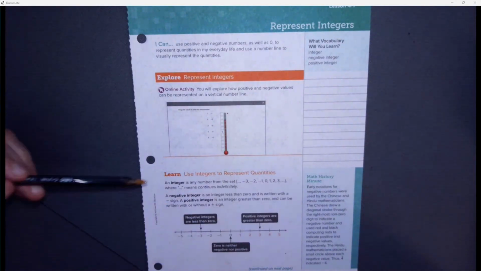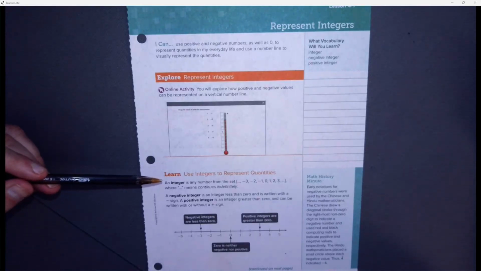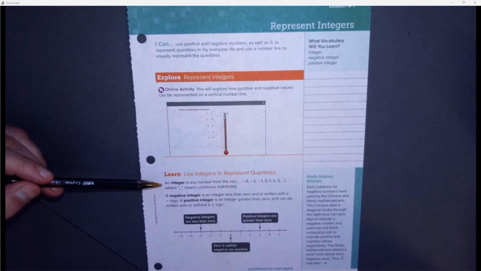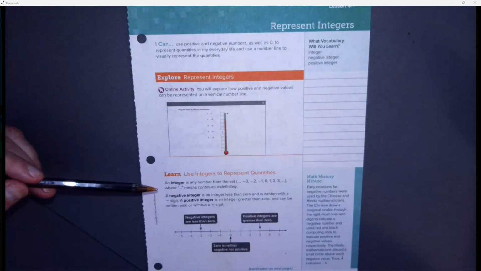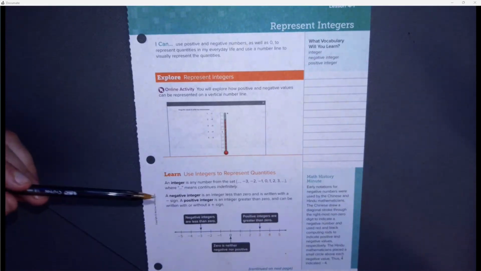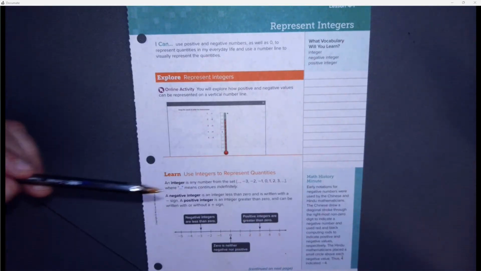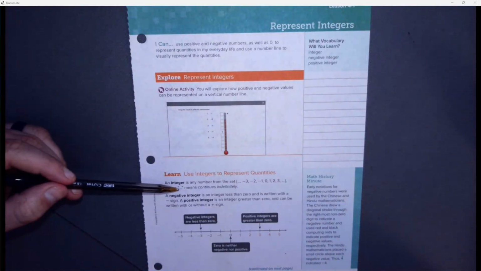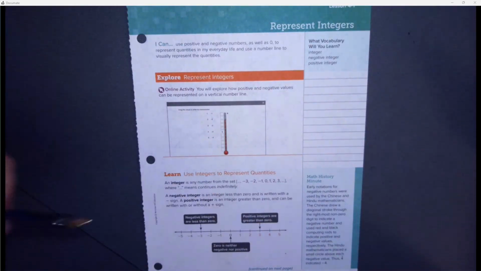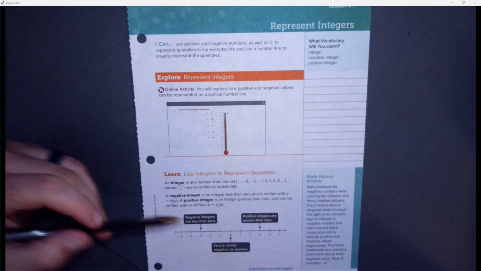Now as we begin down here in our Learn section, it says use integers to represent quantities. An integer is any number from the set -3, -2, -1, 0, 1, 2, 3, and going continuously in both directions in the negative side and the positive side. The ... in this case up here means indefinitely, which means we can go to an infinite amount of numbers in both directions. A negative integer is an integer less than 0 and is written with a negative sign, as we've seen before.